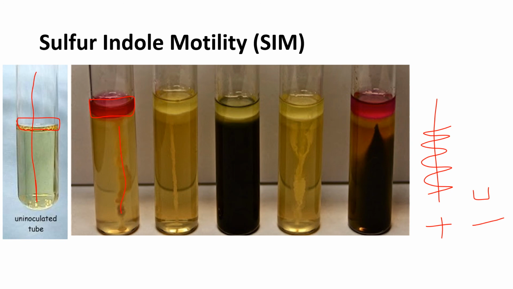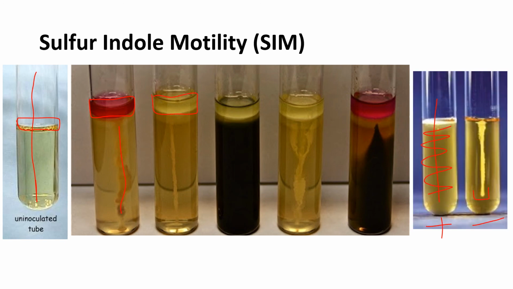The next tube, Kovacs reagent remains that yellowish greenish color, so it's negative. There's no blackening, and this is definitely non-motile. In this tube, there is definite blackening, so it's positive for hydrogen sulfide production, and the Kovacs is yellow, so negative for indole. For this one, indole is still negative, the Kovacs is yellow, there's no blackening, so sulfur is negative, and again, this looks non-motile.